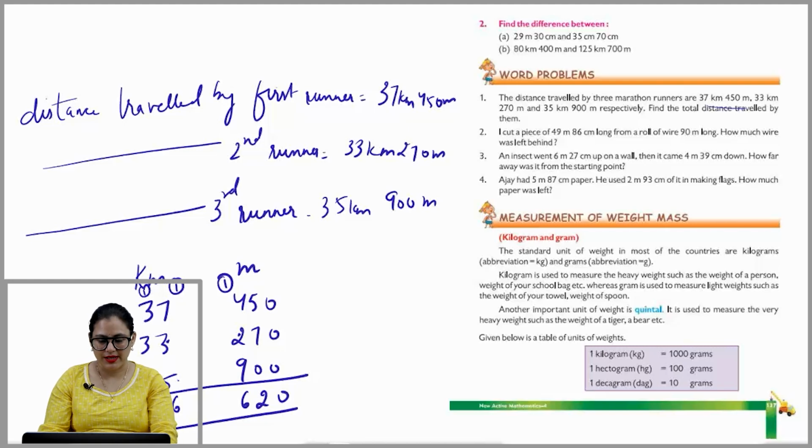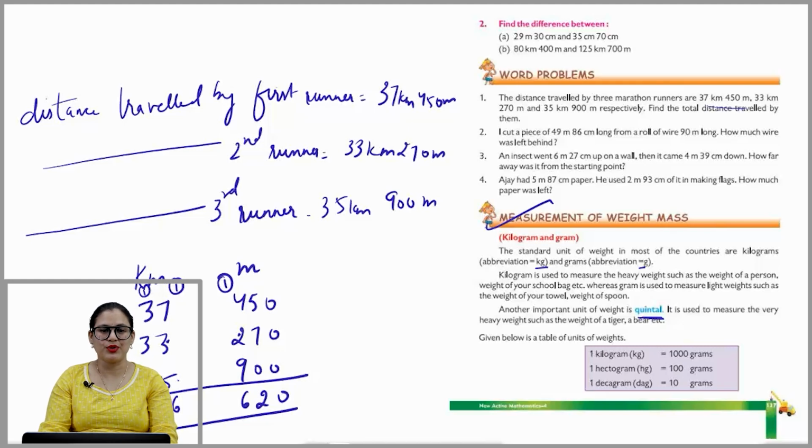Measurement of weight, mass, kilogram and gram. The standard unit of weight in most of the countries are kilograms, abbreviation kg, and grams, abbreviation g. Kilogram is used to measure heavy weight such as the weight of a person, weight of your school bag, etc. Whereas gram is used to measure light weight such as the weight of your towel, weight of spoon. Another important unit of weight is quintal. It is used to measure very heavy weight such as the weight of a tiger, a bear, etc.